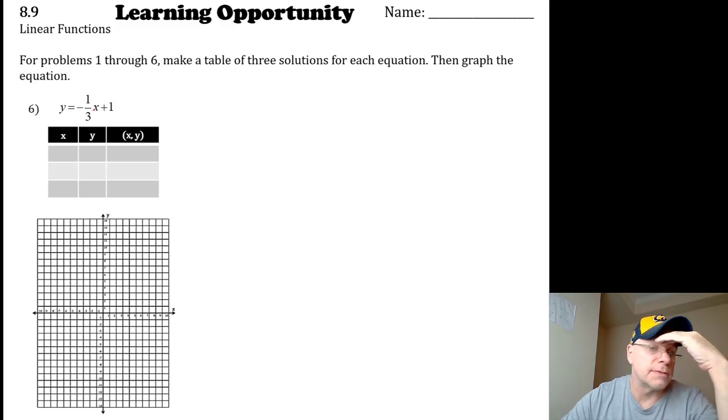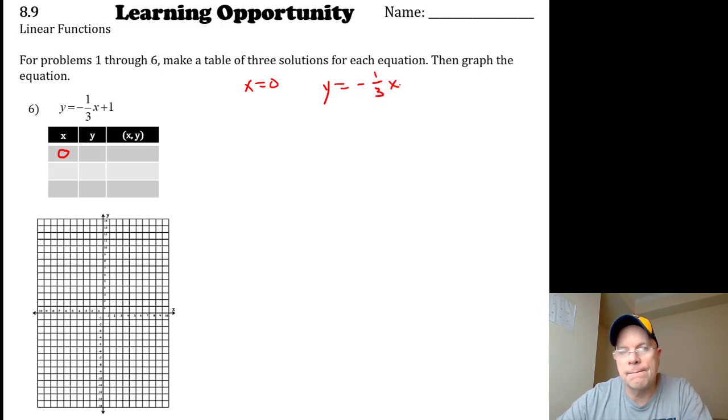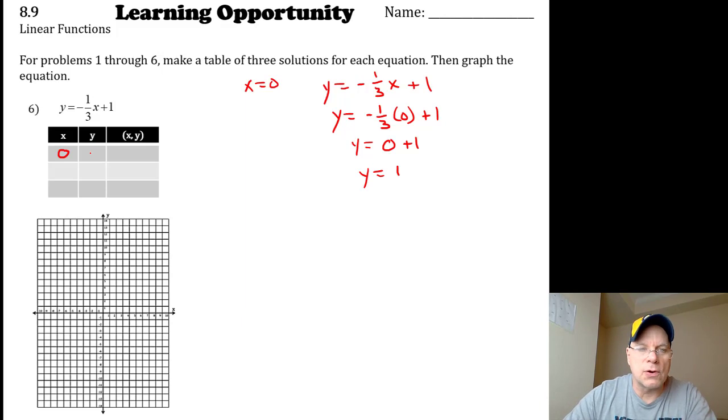I want to choose multiples of 3 to make this easier. 0 is in fact a multiple of 3 because 0 is 0 threes. When I try x equals 0, y equals negative 1/3 multiplied by 0 plus 1. Anything multiplied by 0 is 0. And 0 plus 1 is 1. So when x equals 0, y equals positive 1. So our y-intercept is 0, 1, right there.